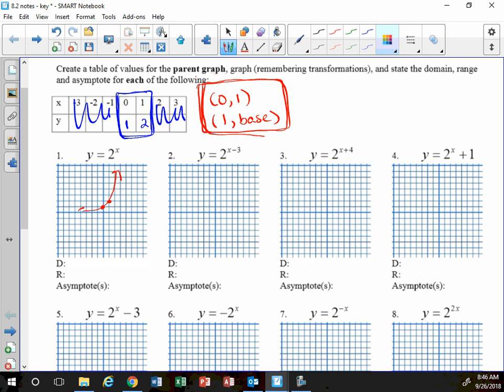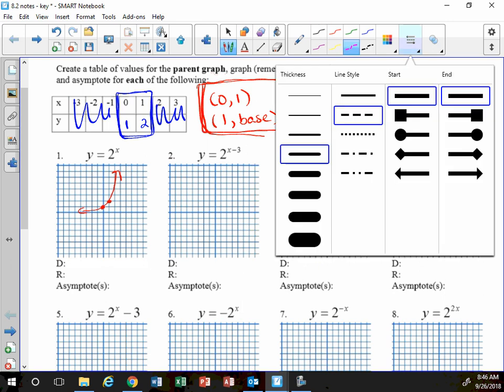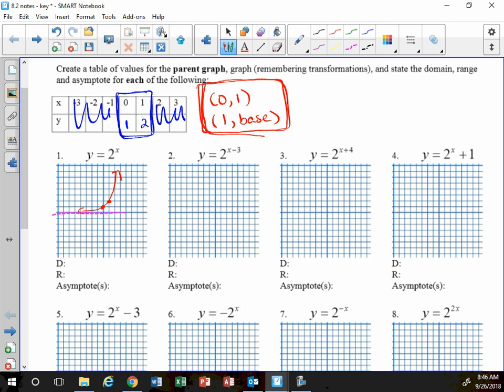Is there an asymptote? Anybody remember? There definitely is. Yeah, at 0. So I'm going to go ahead and draw that. So we're not going to cross our horizontal asymptote. That right there is your parent graph for exponentials. And that's all I need. I need the 2 points, the right shape, and then your asymptote.